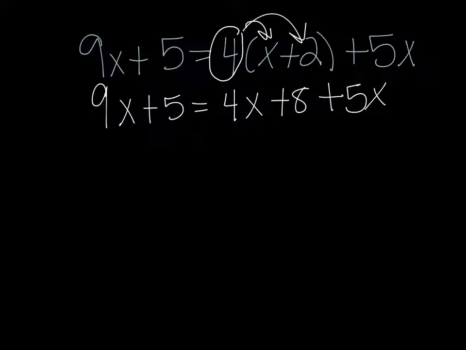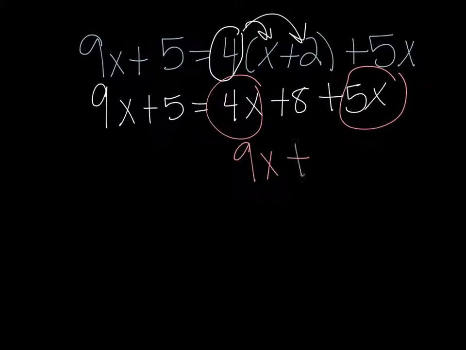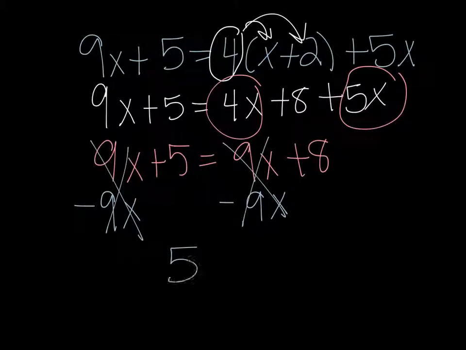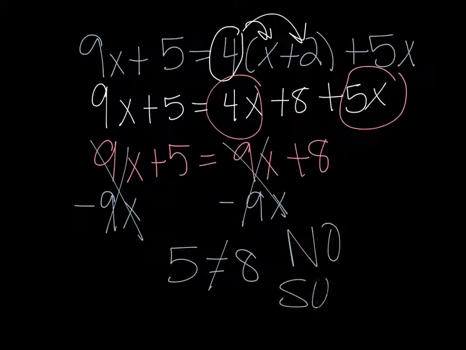Okay, so now I have a 4x and a 5x on my right. So now I'm going to combine like terms. 4x plus 5x is 9x. So we have 9x plus 5 equals 9x plus 8. We're going to move it to one side, so I'm going to move 9x to each side. It doesn't matter. Minus 9x, minus 9x. These are killed off. These are killed off. Does 5 equal 8? No. So we write no solution.